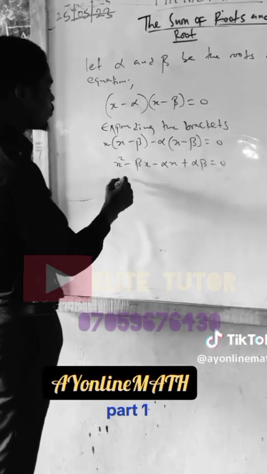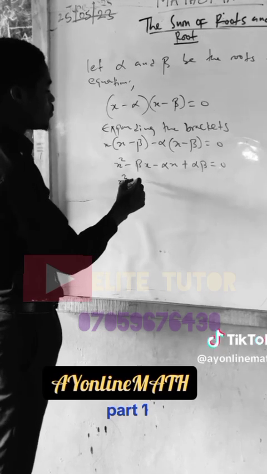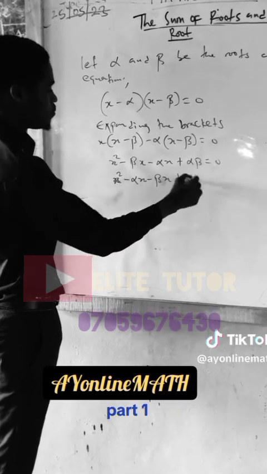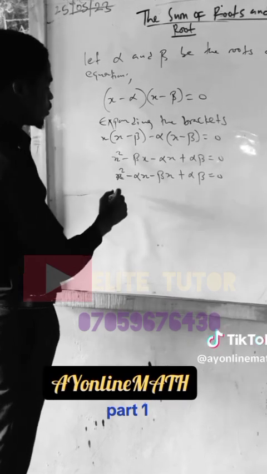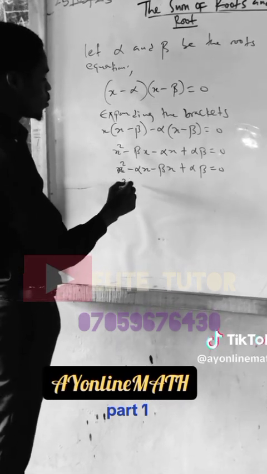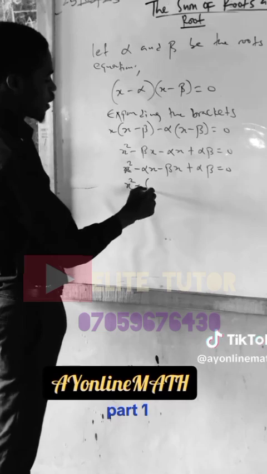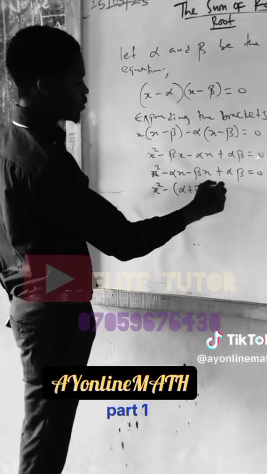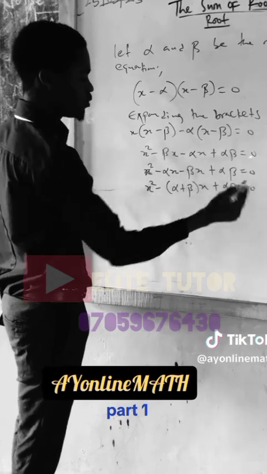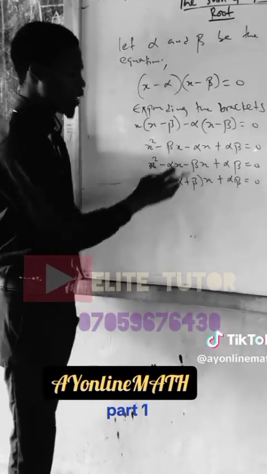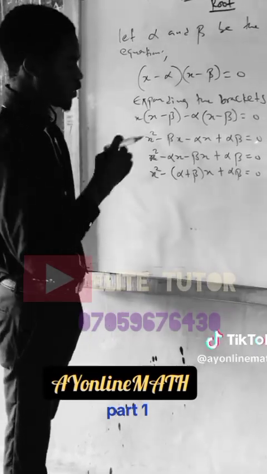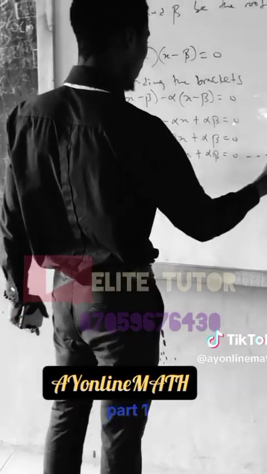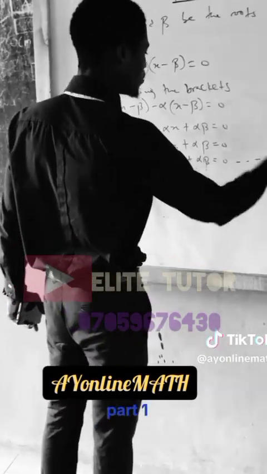Now we can rearrange it, having x squared minus alpha x minus beta x plus alpha beta. It's still the same thing as saying x squared minus (alpha plus beta) x plus alpha beta. Check it out: by the time you expand it back, the result is still the same. Now, that's not the issue. Let this be our equation 1.